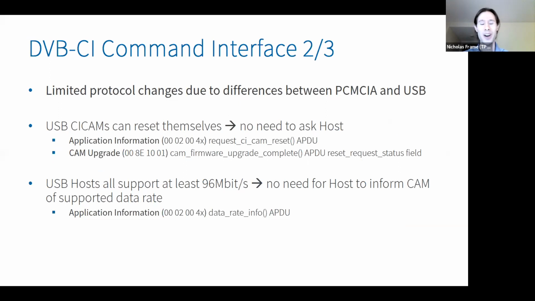Except there are a couple of changes. Because USB CAMs are able to reset themselves, they don't need to ask a host to be reset anymore. So there are a couple of APDUs that are impacted by this. Basically, the request CI CAM reset is redundant, and a host will ignore the reset request status field after a CAM upgrade because the USB CAM can take care of that itself. And as well, USB hosts will all support at least 96 megabits per second, and so a host does not need to inform a CAM of its supported data rate.